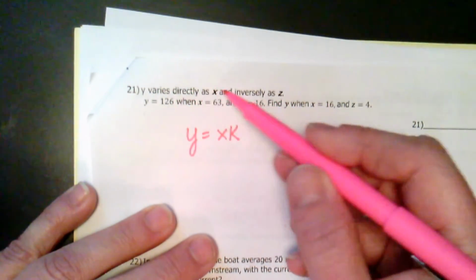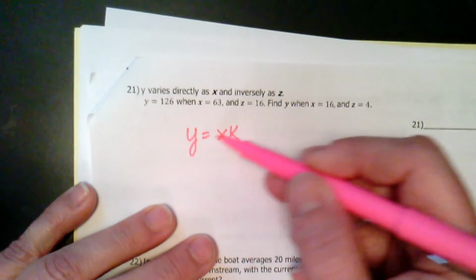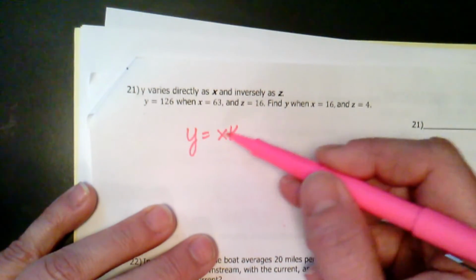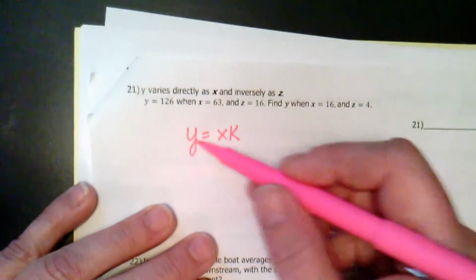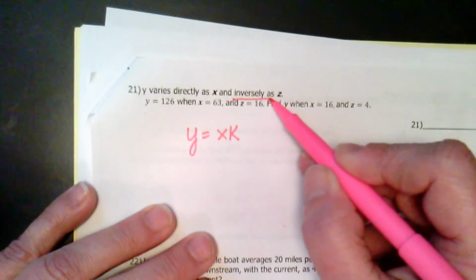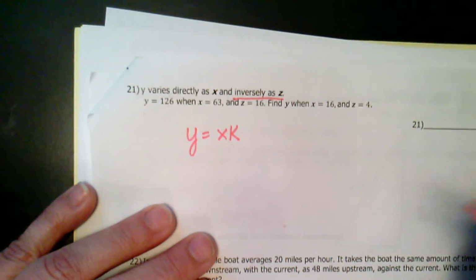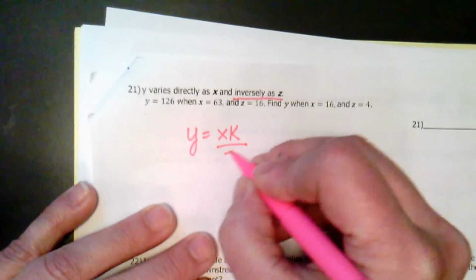All right, so they said directly as x, so this is a directly problem right here. This says y varies directly as x. But they added this thing on that says inversely as z. Well, inversely just means it's going in the denominator.